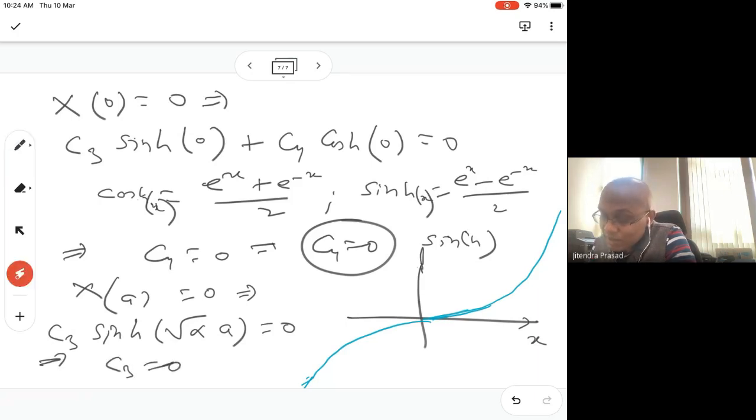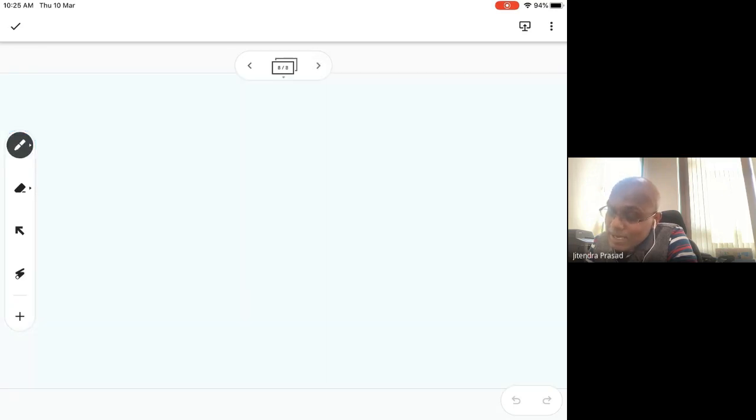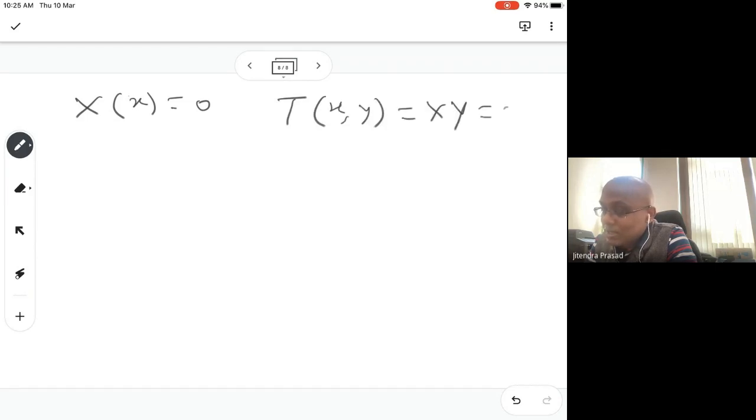If alpha is a positive number, either alpha has to be equal to 0 or C3 has to be equal to 0. But we are finding out C3, so this will be equal to 0. That really means that x has to be equal to 0, and then t x y equal to x times y is simply equal to 0. So it's a trivial solution. It's not good. So that's the problem with assuming alpha to be a positive number.